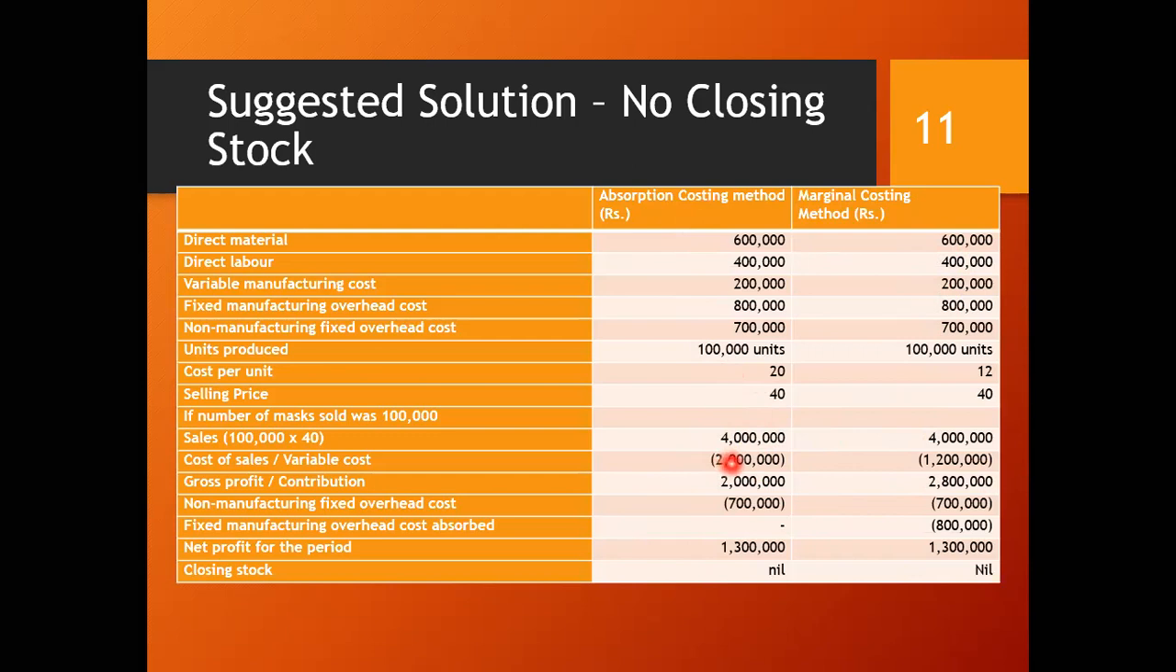So, cost of sales under absorption costing, we take the full cost. But here you take variable cost. It is variable cost of 12 into 100,000, 1.2 million. Therefore, under absorption costing, your gross profit is 2 million, but your contribution is 2.8 million. There is a difference of 800,000 under the two methods.